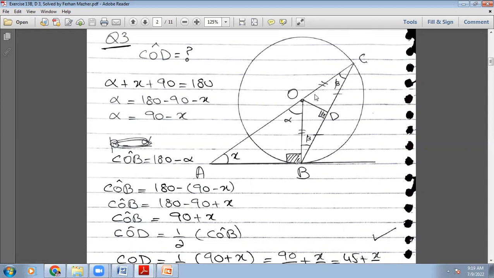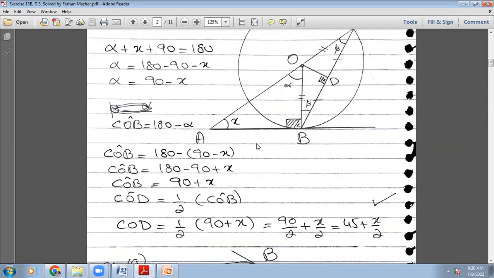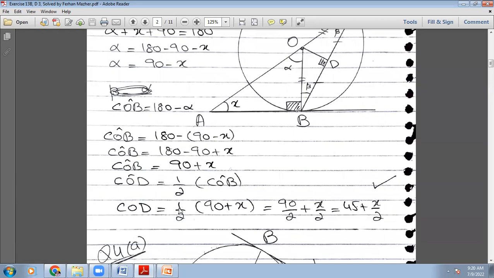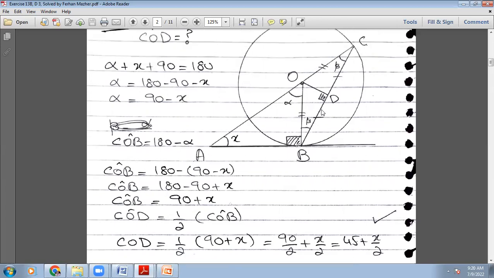So the COD will be, because this line will bisect this angle, that's the property of isosceles triangle. So COD will be half of the COB. So 1 by 2 of the 90 plus x. You can put this 2 under both of them. So it will be 90 by 2 plus x by 2 equals to 45 plus x by 2. Because this is an isosceles triangle, this bisects this angle. Okay, that's the property of isosceles triangle.